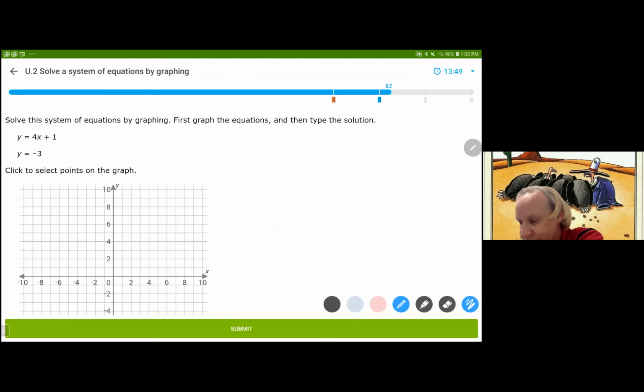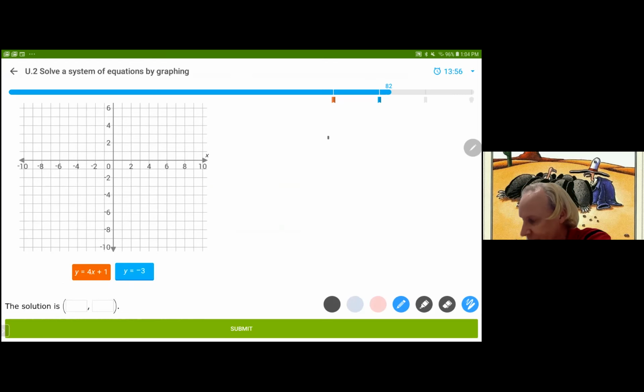Okay, this is a substitution. Some people are going to say, oh, wait a minute. Why would I want to go to all the trouble of graphing this when I can just substitute the y into the first equation and solve it, which gives you -1. So the answer is going to be -1, -3. You know, that's fine, but you're supposed to graph them.